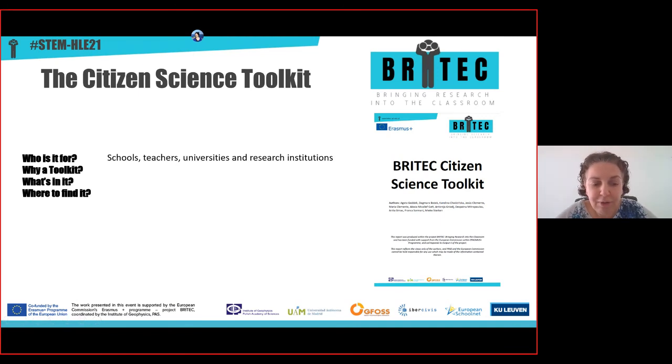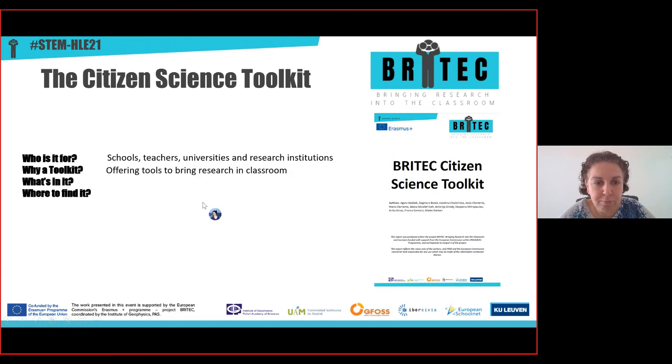Okay, so let's first have a look at the Citizen Science Toolkit. So the toolkit has been made for schools, teachers, universities, and research institutions, with the main aim to offer them a set of tools which can be used, of course, to bring research into the classroom. Now, instead of providing ready-made recipes or protocols for the implementation of citizen science in schools, the toolkit has been designed as a reflection instrument, and the whole idea is that it will help schools and universities to see and understand the different options that they have during the design, the planning, and eventually the implementation phase of their project.